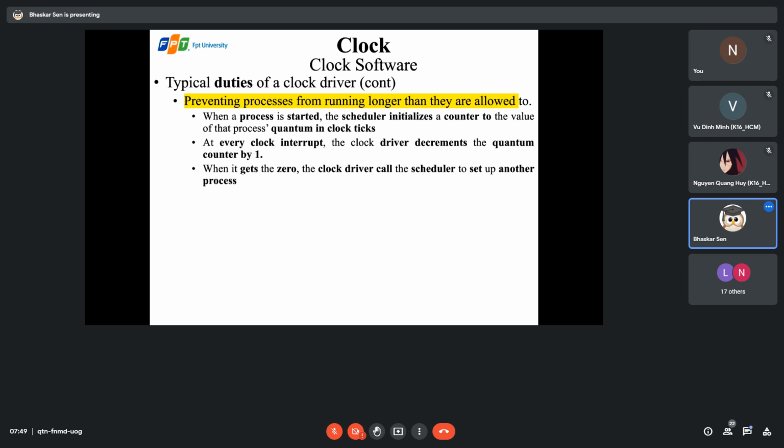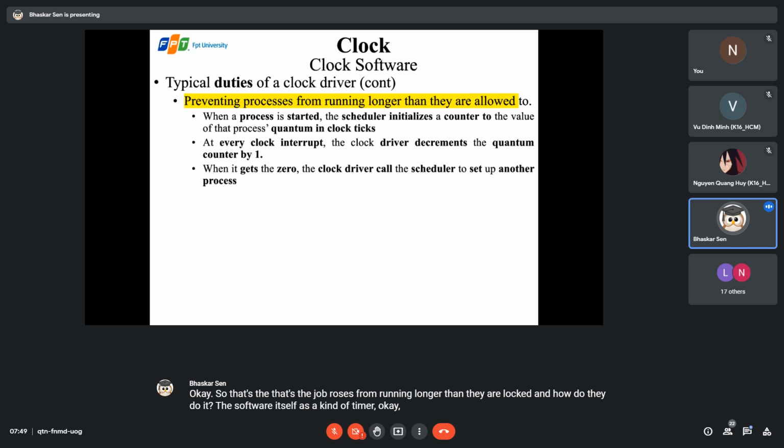Okay, so that's the job: preventing processes from running longer than they are allowed to. And how do they do it? The software itself has a kind of timer. Okay, not a timer. It's a counter, because the software is a counter in clock ticks.